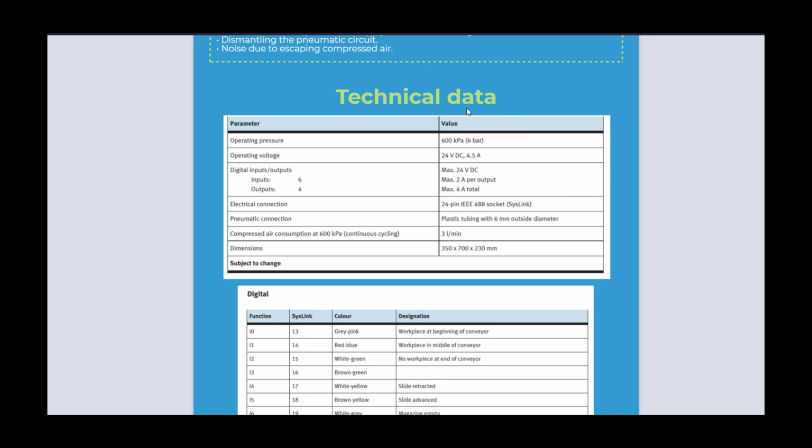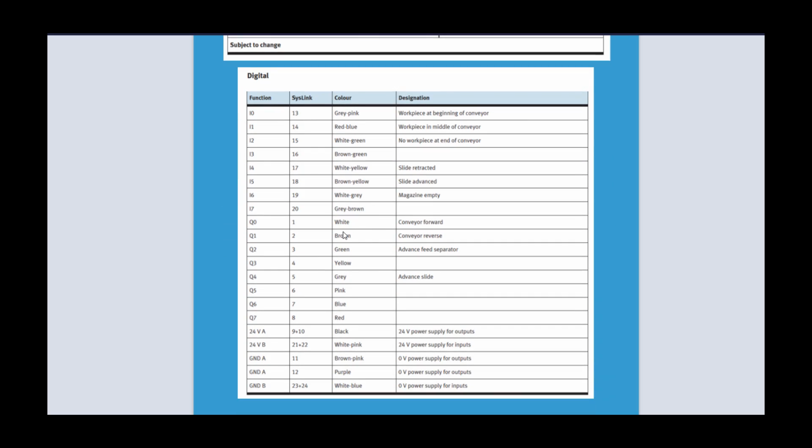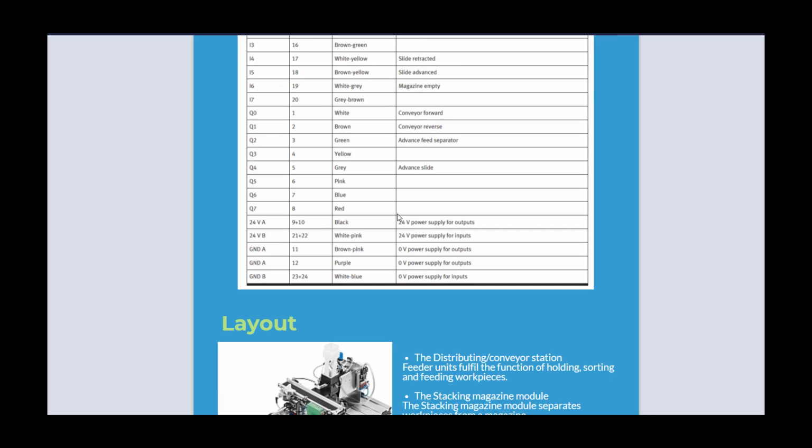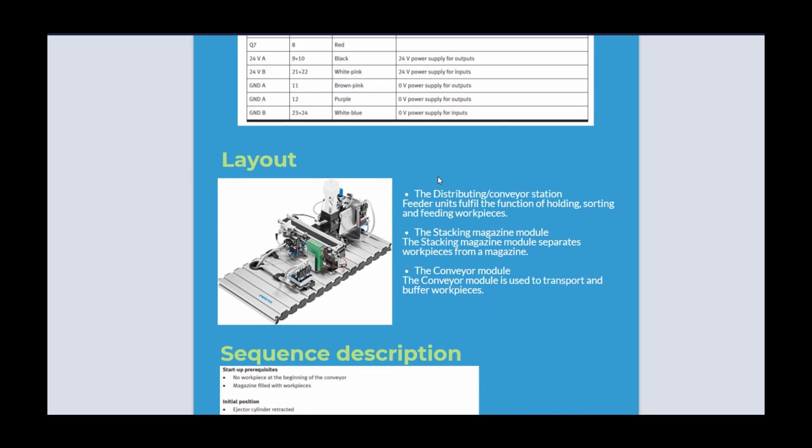And the technical data, we have parameters: the operating pressure, operating voltage, inputs, outputs, electrical and pneumatic connections, etc. Here we have a table with a nomenclature to identify the components with some sections in the station using colors and other things.